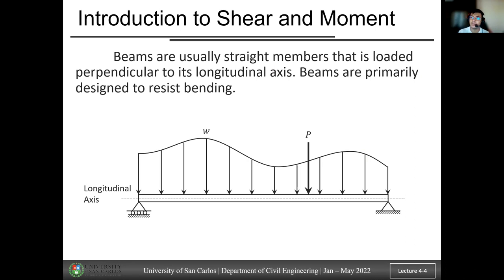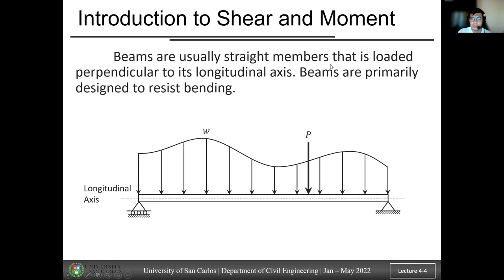Sa Bisaya pa, kung asa magpatong ang inyong slab or inyong floor, ato magpatong ang inyong slab sa beam. Ang beam, mupatong sa girder. Ang girder is musumpay sa column. So, nananasya pag-explain.